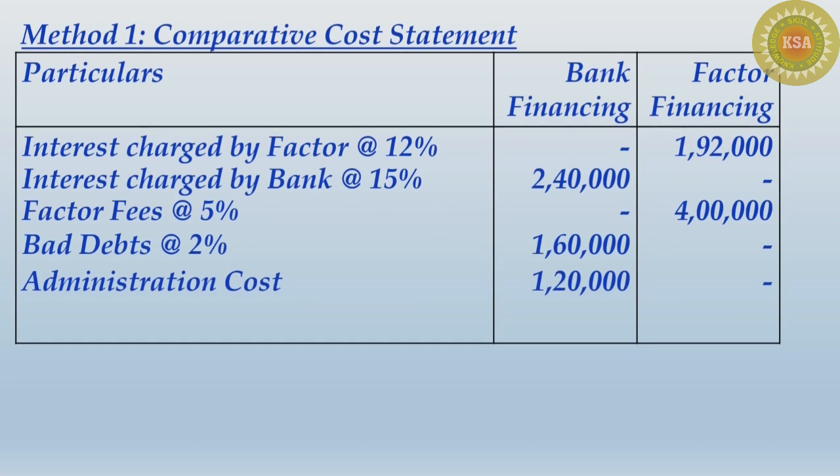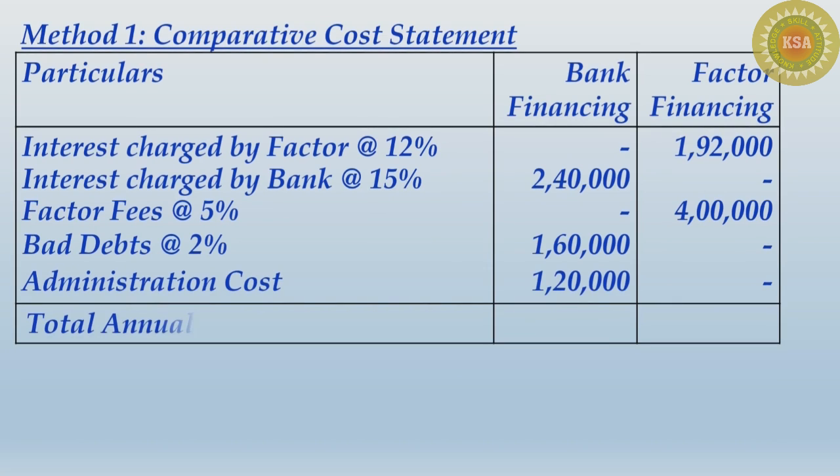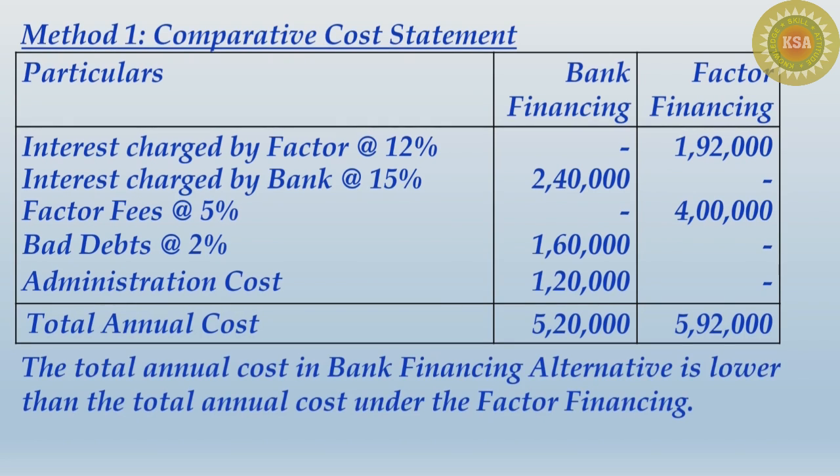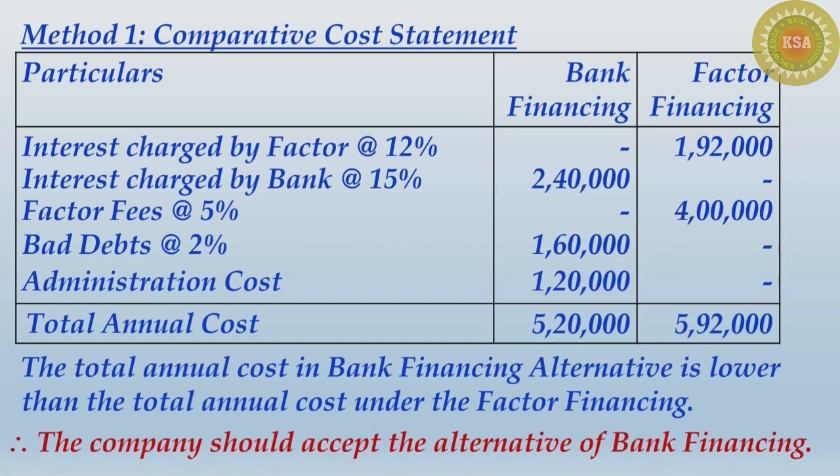Administration cost continues to be incurred by you if you go with bank financing, and if you compare the two, bank financing is still cheaper than factor financing. The total annual cost in the bank financing alternative is lower than the total annual cost under factor financing. Therefore, the company should accept the alternative of bank financing.